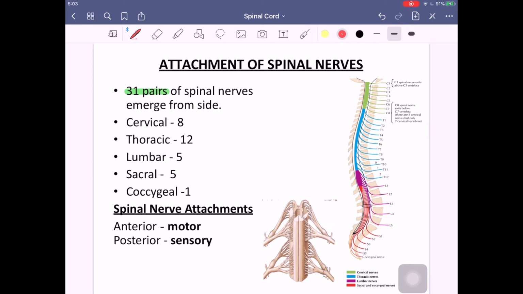In the neck region, which is this region till here, we have 8 nerves arising, in the thoracic region we have 12 nerves, and then the lumbar region, which is shown in purple color.